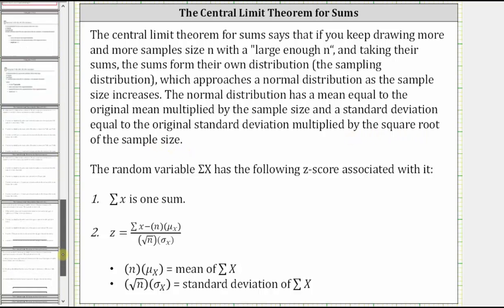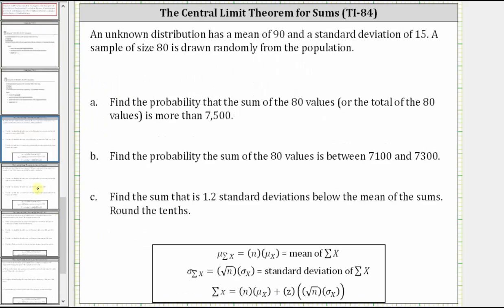So going back to our example, an unknown distribution has a mean of 90 and a standard deviation of 15. A sample of size 80 is drawn randomly from the population. Part A, we're asked to find the probability that the sum of the 80 values, or the total of the 80 values, is more than 7,500. We can indicate this as the probability that the sum of x is greater than 7,500.